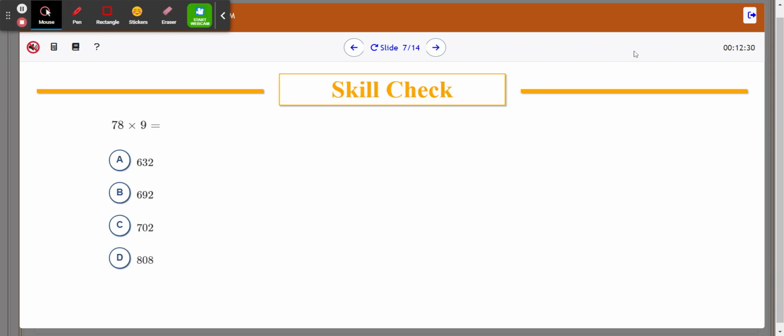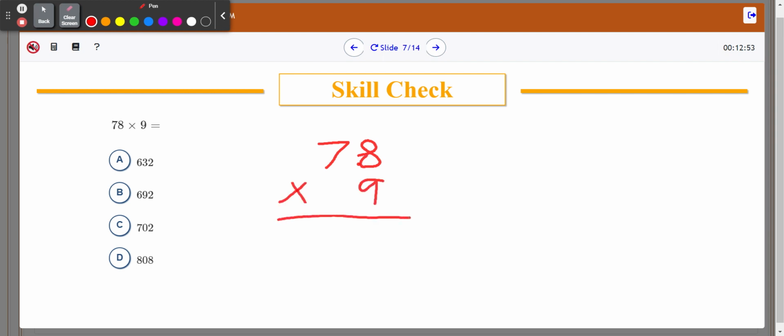A third way of doing multiplication, and the most common, or what I call the old school way, because this is the way I was taught in school and how most people were taught in school, is what's called regrouping. So let's say I have 78 times 9. I'm going to put 78 on top here, times 9. Similar to addition and subtraction, I'm going to go column by column and multiply my numbers.